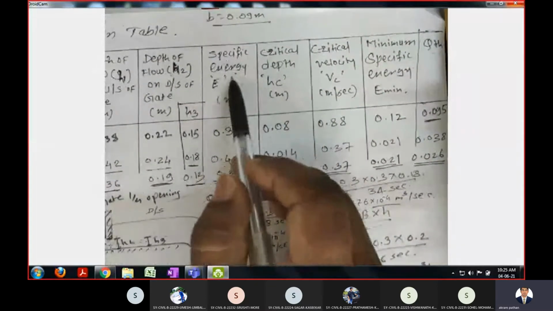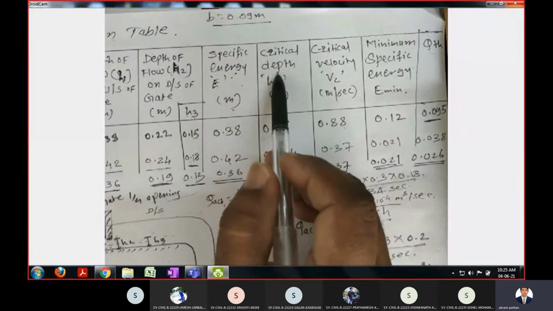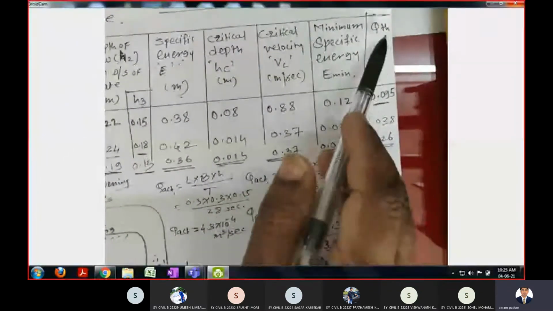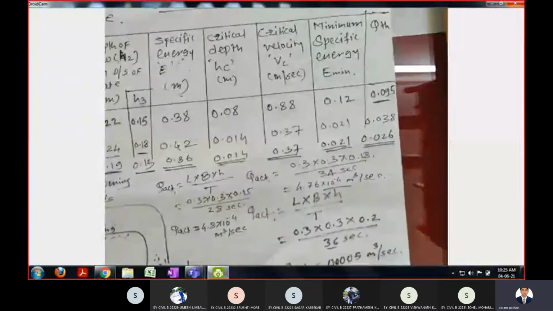Then we have to find out the other parameters: specific energy, critical depth, critical velocity, minimum specific energy, and Q theoretical. Okay. So how will you calculate all these parameters? For this we have the formulas. So look at the formulas.